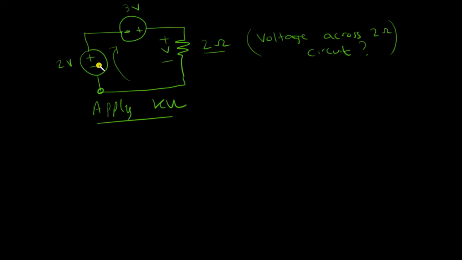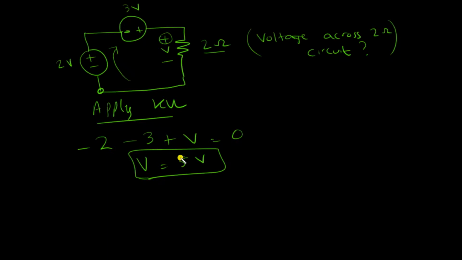So we can just apply the KVL. Starting from here, we'll just move clockwise. In this battery, I encountered the negative sign first, so I write -2. Then I encounter the negative sign first again, so I write -3. And then I encounter the positive sign, so I write plus V. And then I reach back at this point, so this is equal to 0. And if I solve this, V is clearly 5 volts.